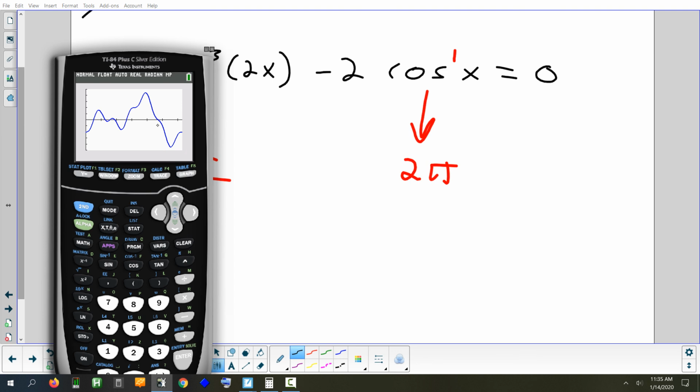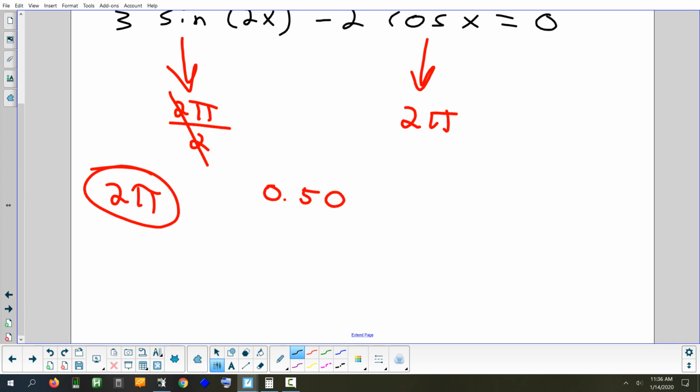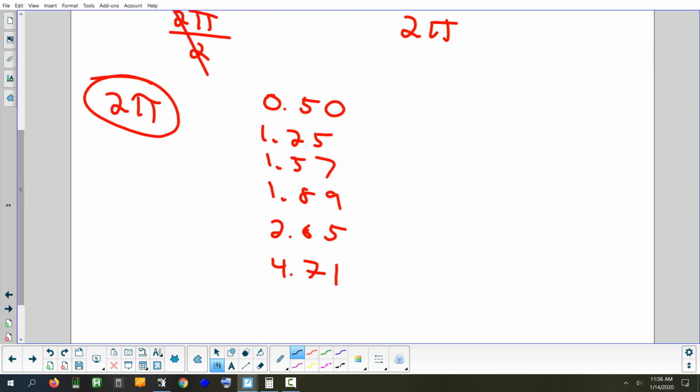I already have all the answers. Is there any question on how you would do it? 6 times. Okay, so the answers that you get are 0.5, 1.25, 1.57, 1.89, 2.65, 4.71. And every one of those answers should have what on the end of it? Plus 2 pi n. So I'm just going to do it like this, because all of those answers should have plus 2 pi n.